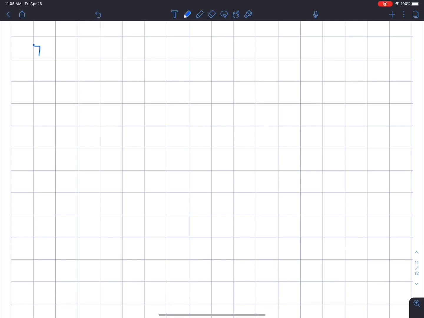G. So this time the side length is 3x. So surface area will just be 6 times the area of one face. The area of one face will just be 3x times 3x. So we get 6 times 9x squared, because 3 times 3 is 9, x times x is x squared. Finally, 6 times 9 is 54. So 54x squared is our answer for the surface area. If you want, you can also put unit square here.